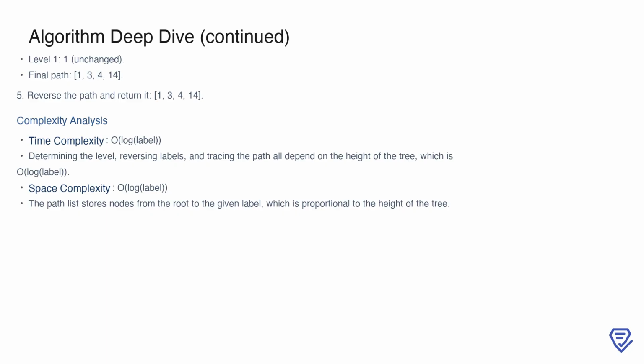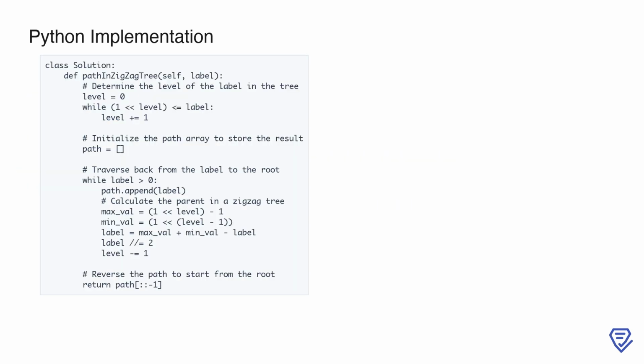Finally, analyzing the algorithm, the time complexity is O(log label), as all operations, determining levels, reversing labels, and finding the path, depend on the tree's height. The space complexity is also O(log label), as the path list stores nodes proportional to the tree's height. The provided Python code solves the problem of finding the path in a zigzag labeled binary tree efficiently. The solution is implemented in the path in zigzag tree function. Let's break it down step by step.